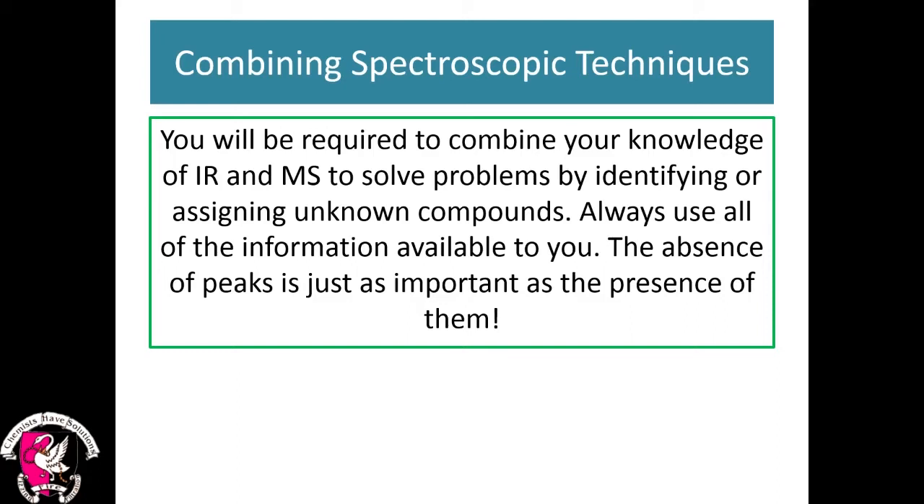And bear in mind as well, the absence of peaks is just as important as the presence of them. So knowing what isn't in the compound is just as important as knowing what is, okay? Because you can rule things out. If you have no OH peak in an IR, then you know that you don't have an alcohol, carboxylic acid, or anything like that. So it's just as useful looking for what isn't there as what is there, okay?